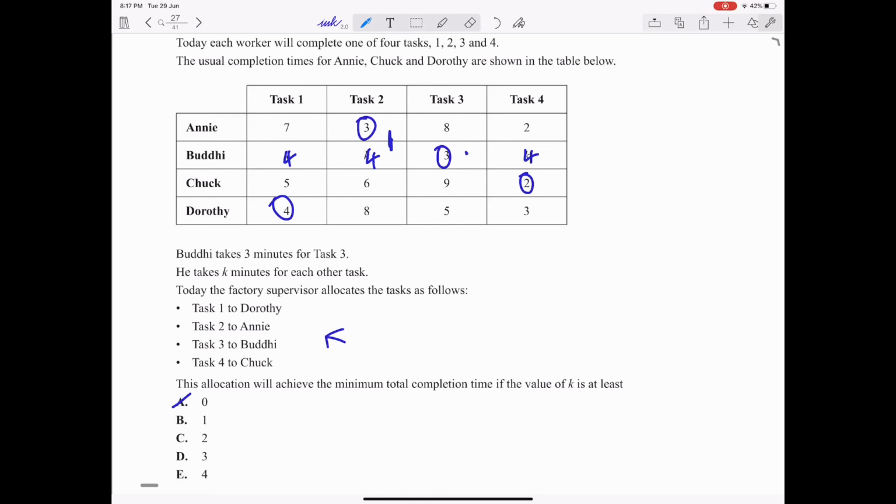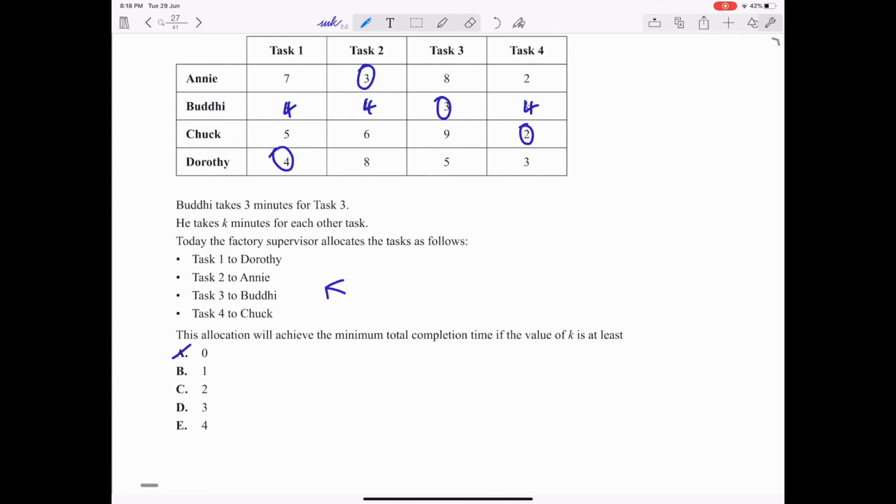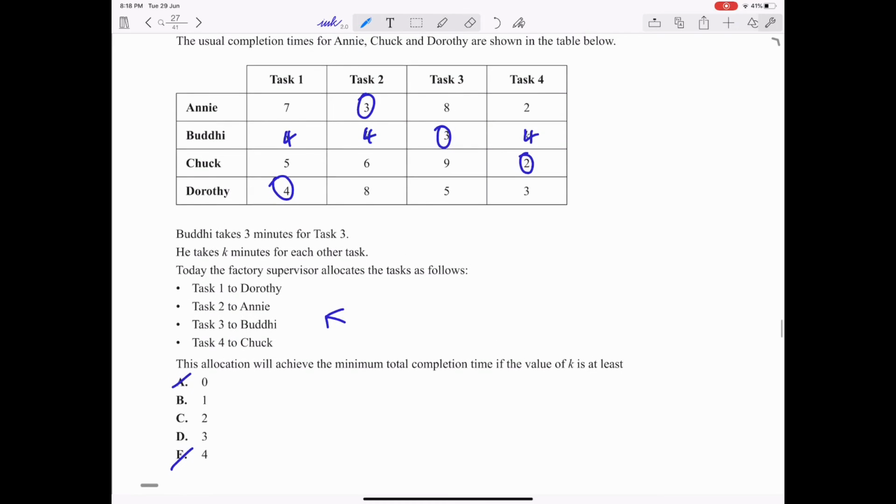However, Buddhi has already completed task 3, so you wouldn't really move it down. Because if you did move this to 4, then you would have to increase the task 3 duration by a minimum of 2 minutes, which is not worth it. So you just keep it at 3. And task 3 obviously goes to Buddhi. Task 4, 2 is the smallest in that column. So therefore, the minimum completion time will still be achieved if the value of K is 4.